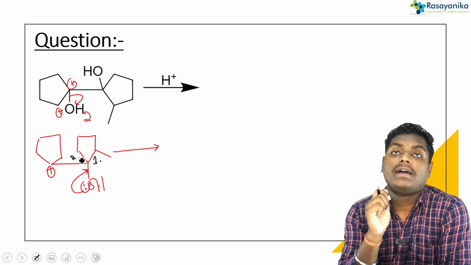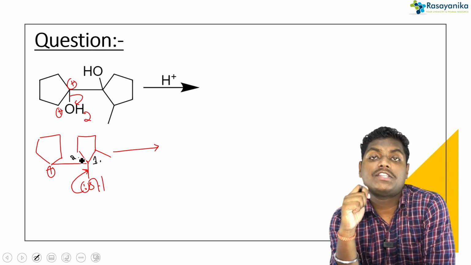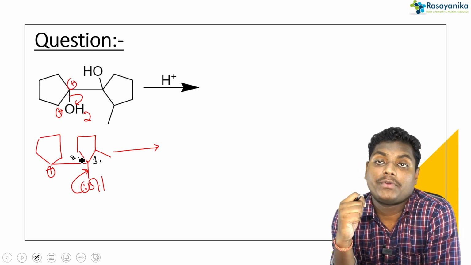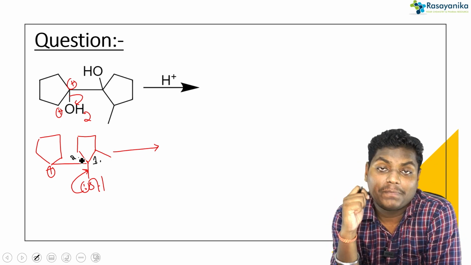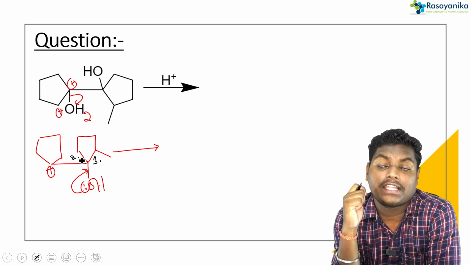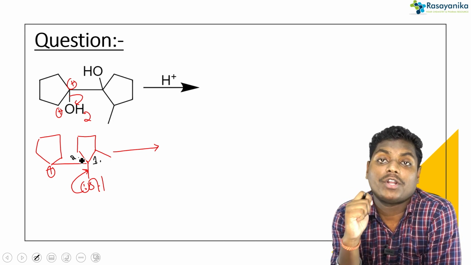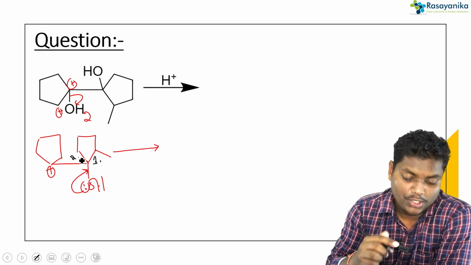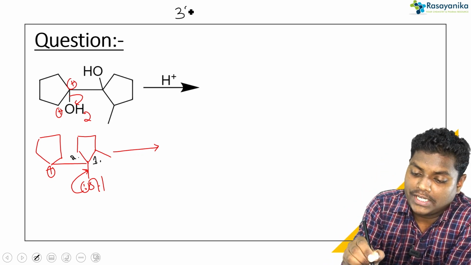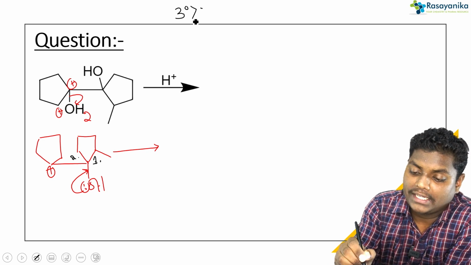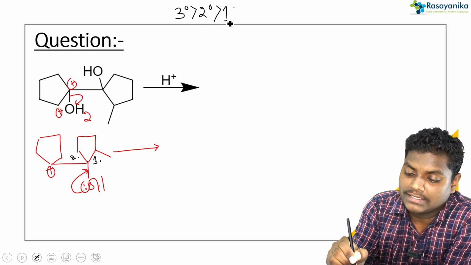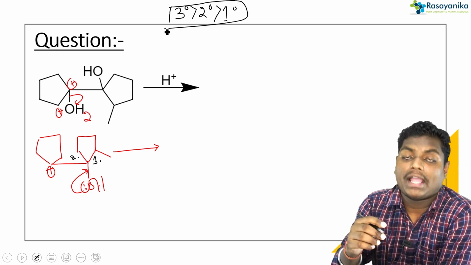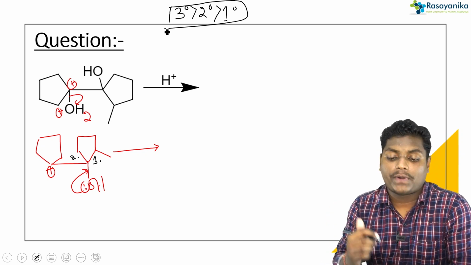Now, if you remember, in a previous video for Beckmann rearrangement, I have discussed the migratory aptitude. If you haven't seen it, please go and check that video. It will give you complete knowledge about Beckmann rearrangement, and we have also discussed some previous year questions regarding it. So in that video, I have mentioned the migratory aptitude. For alkyl groups, the tertiary group migrates fastest, then secondary, then primary.